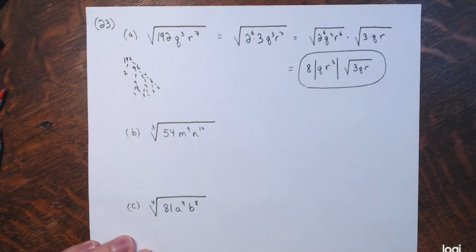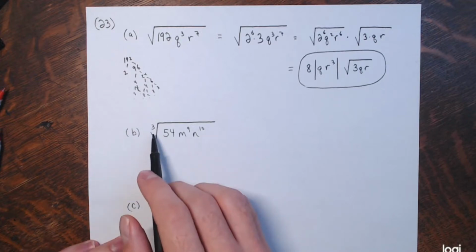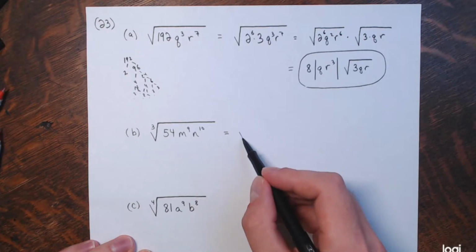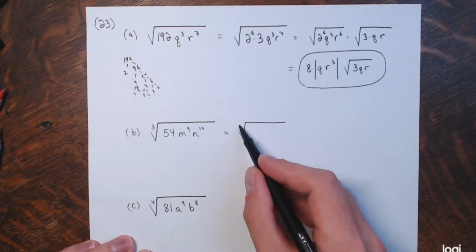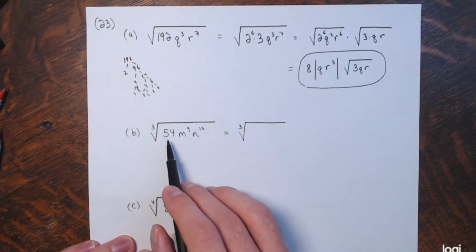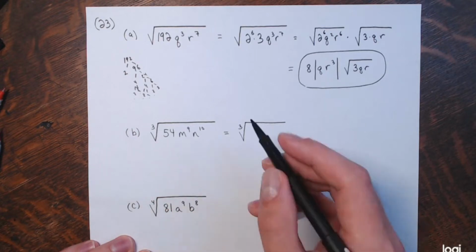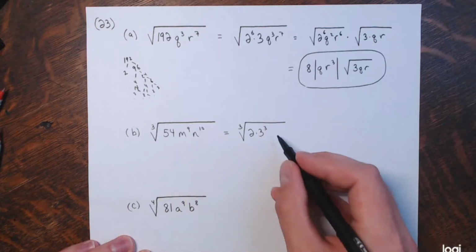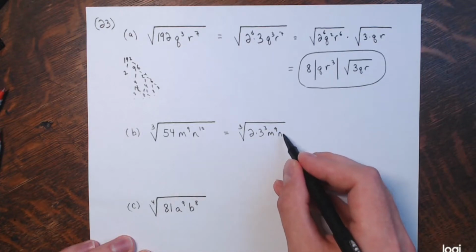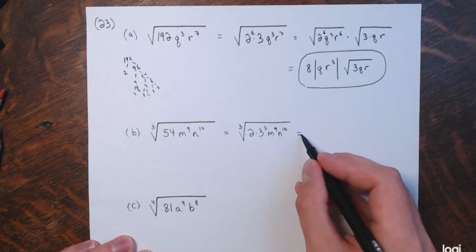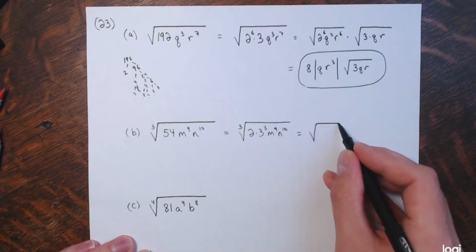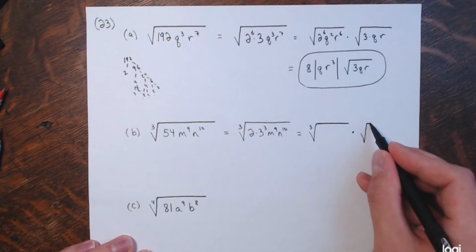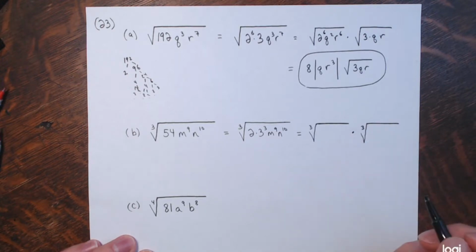Alright, great. Cube root of 54, m to the 9th, n to the 10th. Once again, breaking up the radicand. 54 is 2 times 27, and 27 is 3 cubed, so this is 2 times 3 cubed. Then we have m to the 9th, n to the 10th. And now I want the product property to be used, right? Break it up to a cube root of cubes times a cube root of non-cubes.